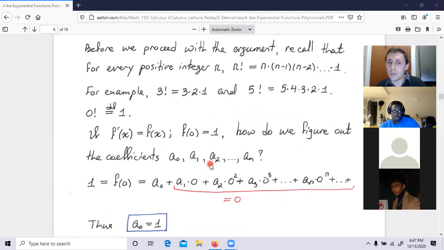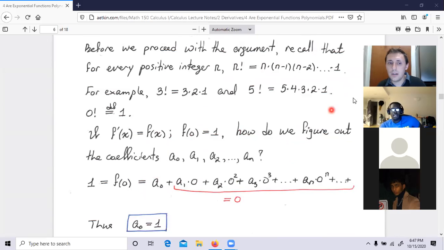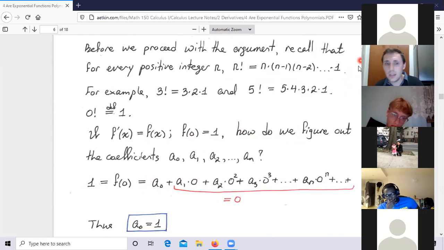Okay? So here again, we are solving for the coefficients. You understand? I plugged in 0, and I got that the function at 0 is equal to 1, and only A0 is the surviving coefficient. So here, A0 must equal 1.